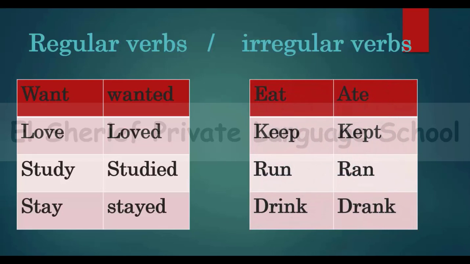And look at the irregular verbs list. Eat, ate. Keep, kept. Run, ran. Drink, drank. As you know, irregular verbs, we must keep them by heart. So we eat, ate; we keep, we kept; we run, we ran; we drink, we drank.